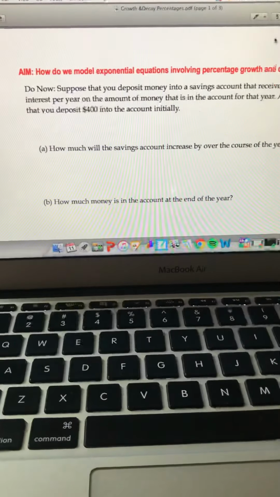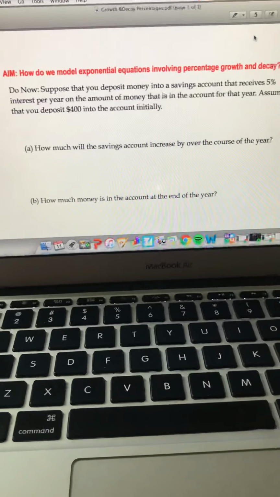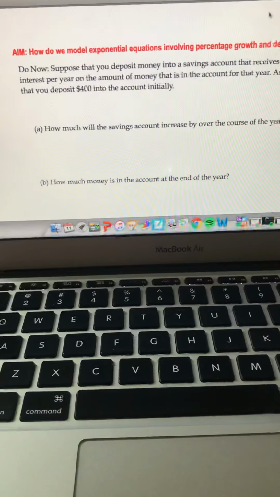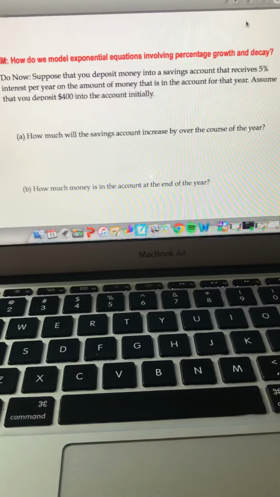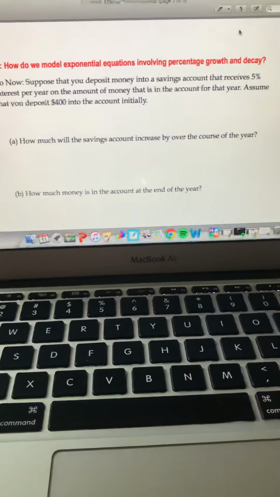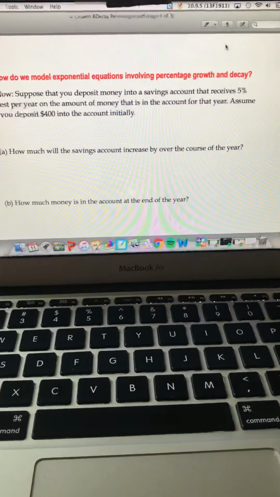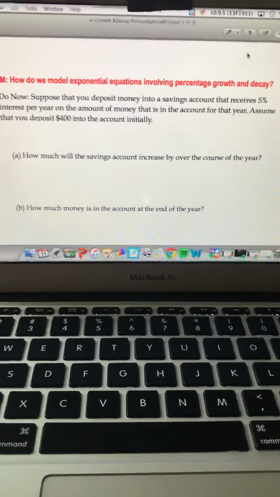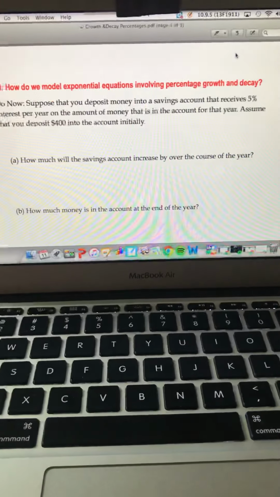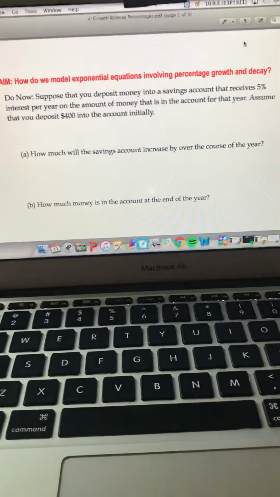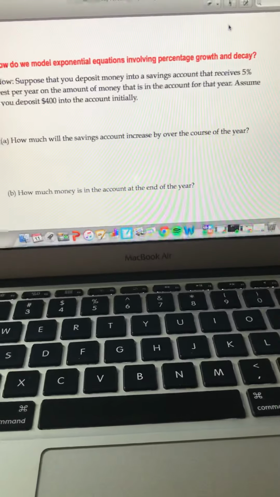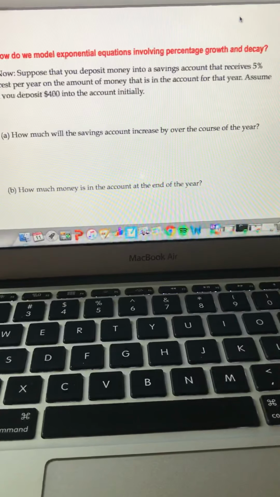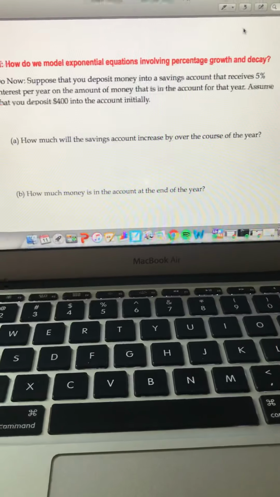Good morning, rock stars. Today we are going to be continuing with our discussion on exponential functions by looking into what we uncovered yesterday involving percentages. So we're going to focus on examples today where we'll have exponential growth and decay, but we're going to be looking at the growth and decay factors that are actually percentage values.